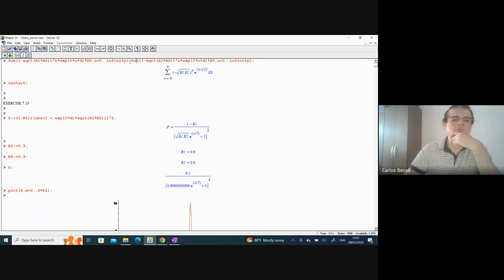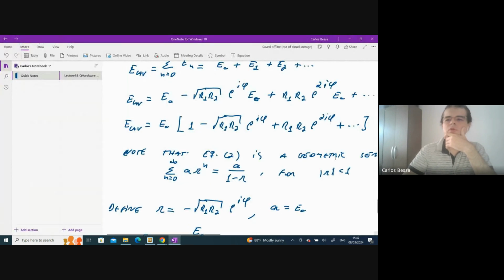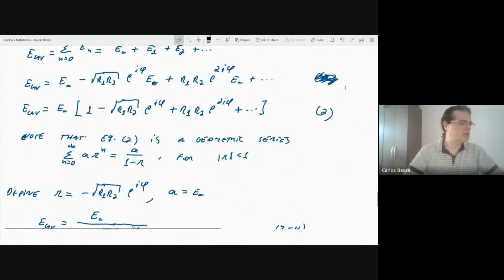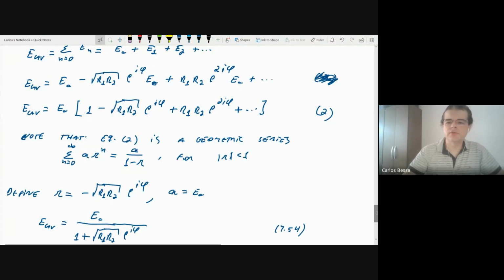This is our result. Divide everything by the square root of R1, R2. You have 1 here and square root R1, R2. Okay? So this is our result here. This is equation 7.54.